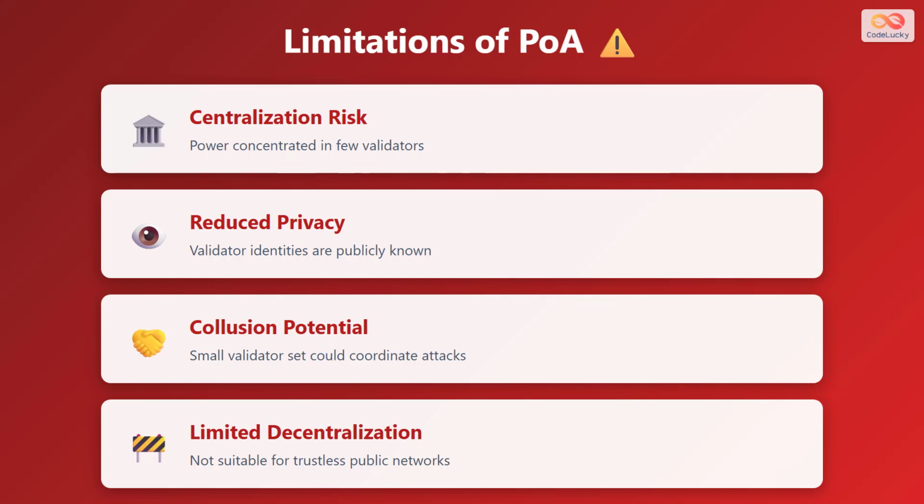However, proof of authority is not without its limitations. The biggest concern is centralization risk, because power is concentrated in a small number of validators rather than being distributed across thousands of participants. This also leads to reduced privacy, as validator identities are publicly known, which can make them targets for attacks or coercion. There is also collusion potential, meaning that because the validator set is small, they could potentially coordinate to attack the network or manipulate transactions. Finally, proof of authority offers limited decentralization, making it unsuitable for trustless public networks where participants don't know or trust each other.